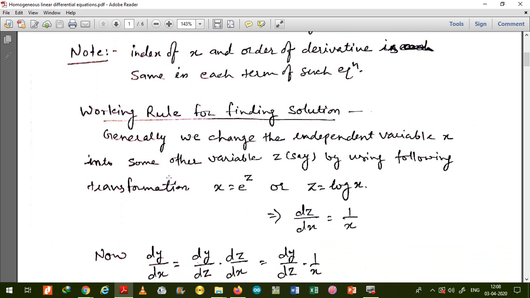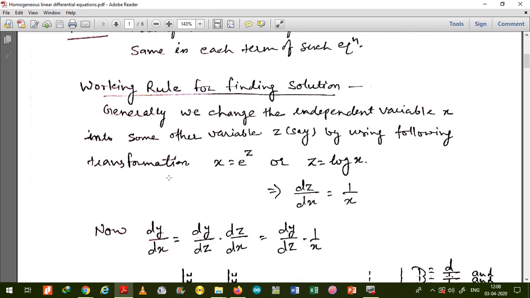In this equation, generally we assume x equals exponential z. That is, we convert the independent variable into another independent variable. Here x is an independent variable, and we convert x into another independent variable z, with the relation x equals exponential z, or we can say z equals log of x. If we differentiate it with respect to x on both sides, we get dz upon dx equals 1 upon x.